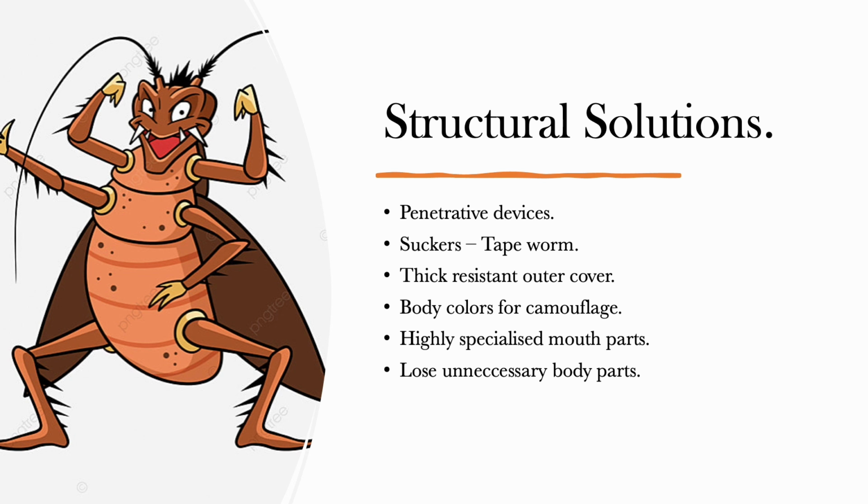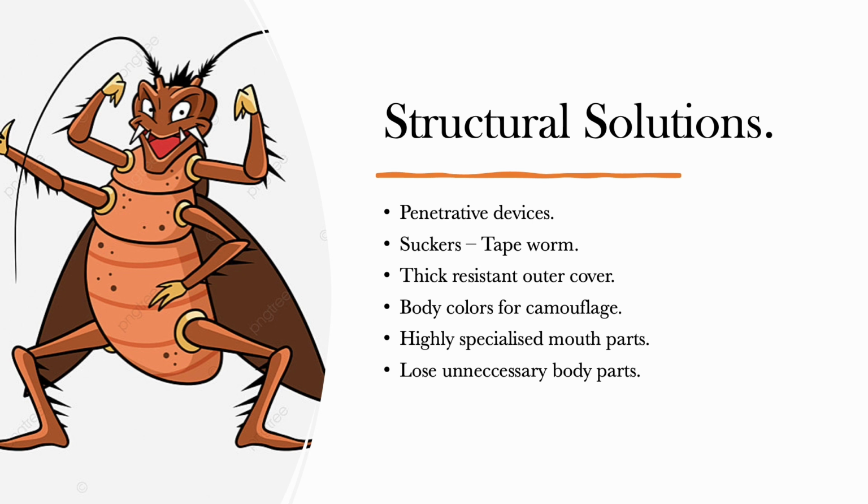Some develop highly specialized haustorial structures in plants, like the Cuscuta, what we call the dodder plants. These are equipped with penetrative enzymes like cellulase that enable the parasite to penetrate and obtain nutrients from the host.